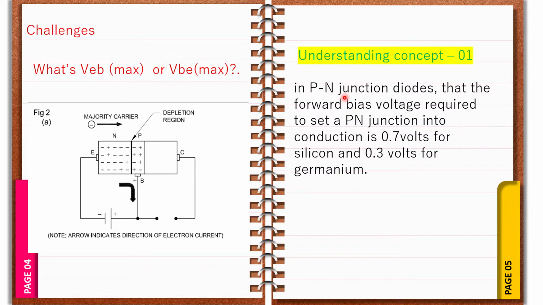In a PN junction diode, the forward bias voltage required to set a PN junction into conduction is 0.7 volts for silicon and 0.3 volts for germanium. In the diagram you can see this is the forward bias. In a further lesson I will explain in detail what forward bias and reverse bias are. For now, just see that this is a forward biased circuit.